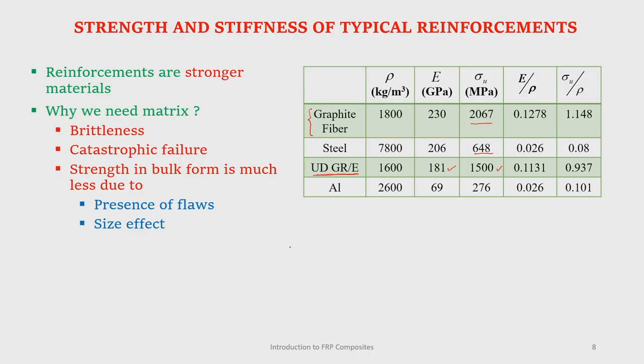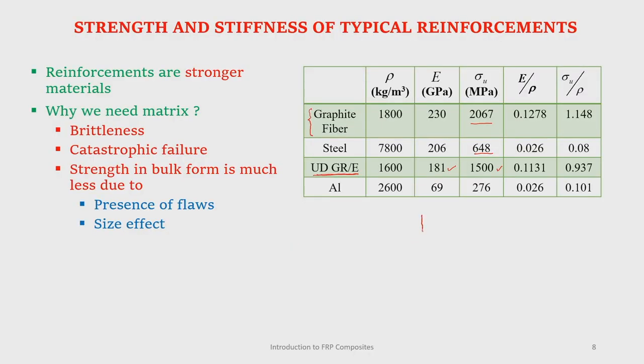So, the material in its bulk form will have more chances of having flaws in it. Second thing is that in its fiber form, because the fiber dimensions are of the order of microns, even if there are flaws, the size of the flaw will be much less compared to the flaws in the bulk form. So, there is what is called the size effect.